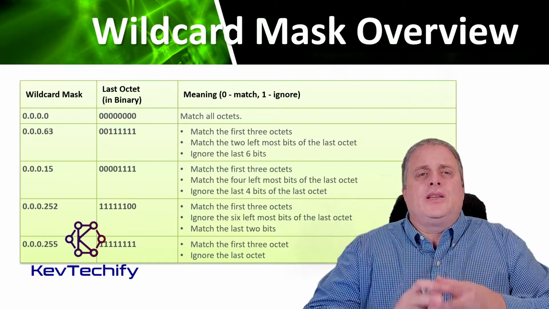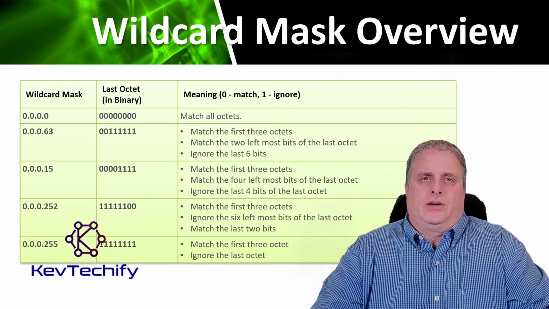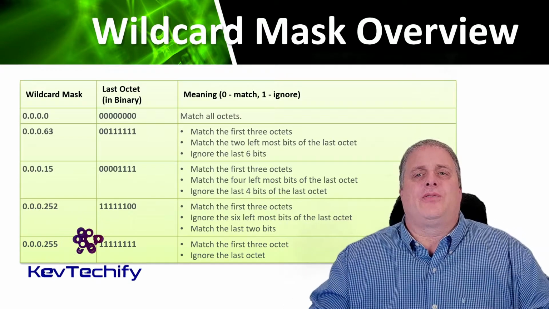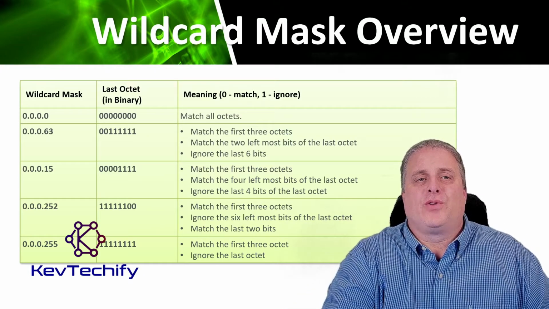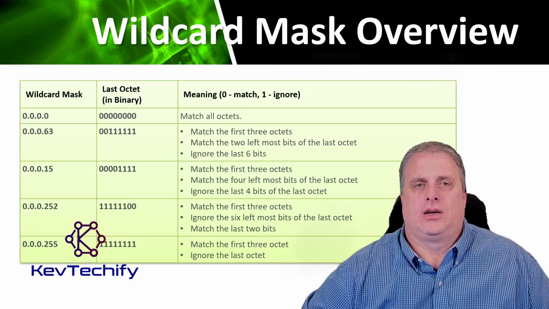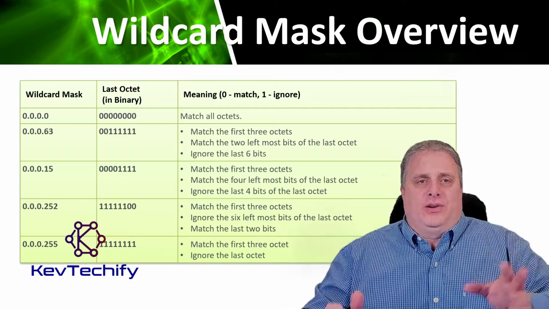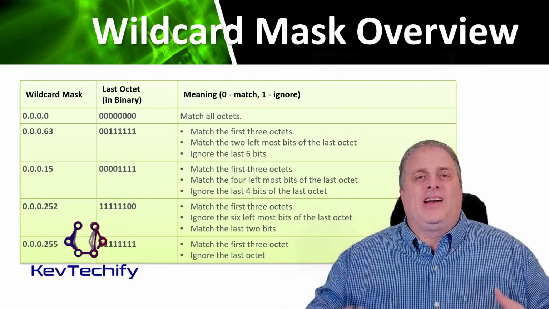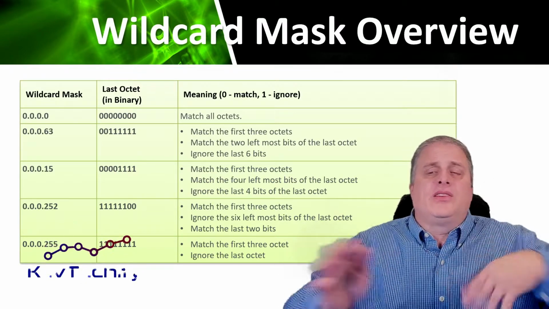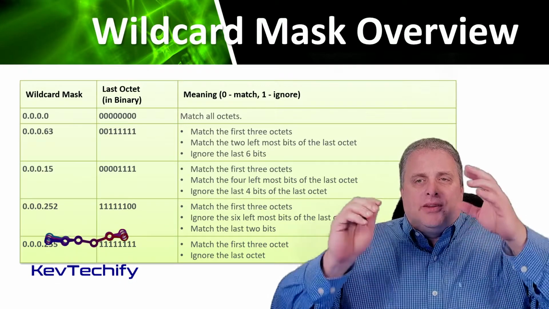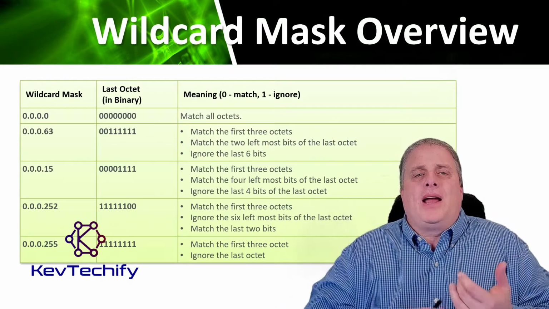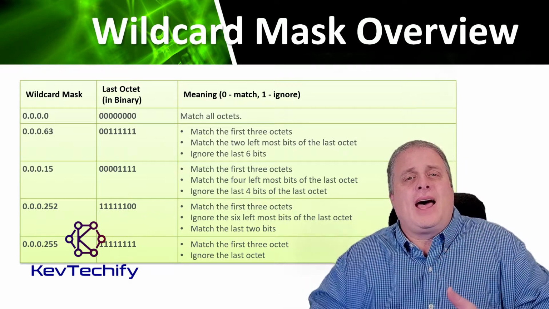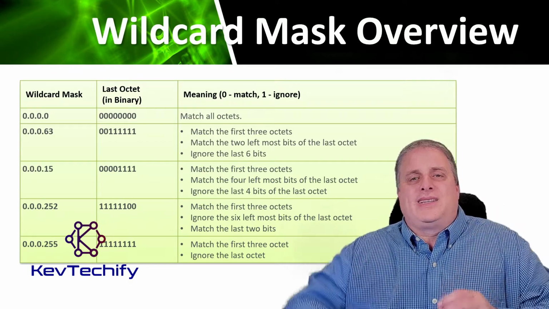A wildcard mask is like a subnet mask because it uses the ANDing process to identify which bits of an IP version 4 address to match. However, they differ in the way they match binary ones and zeros. In the subnet mask, a binary 1 is a match, a binary 0 is not a match. In a wildcard mask, it's the reverse.